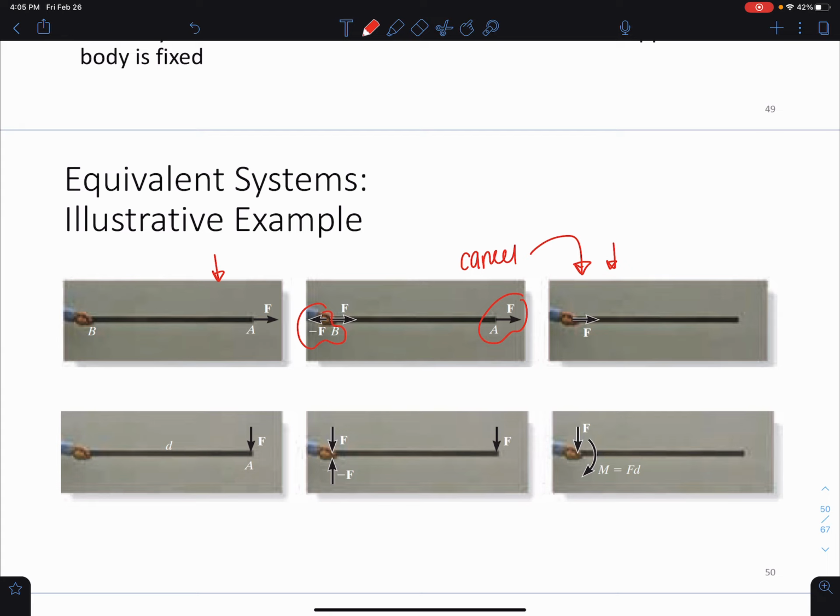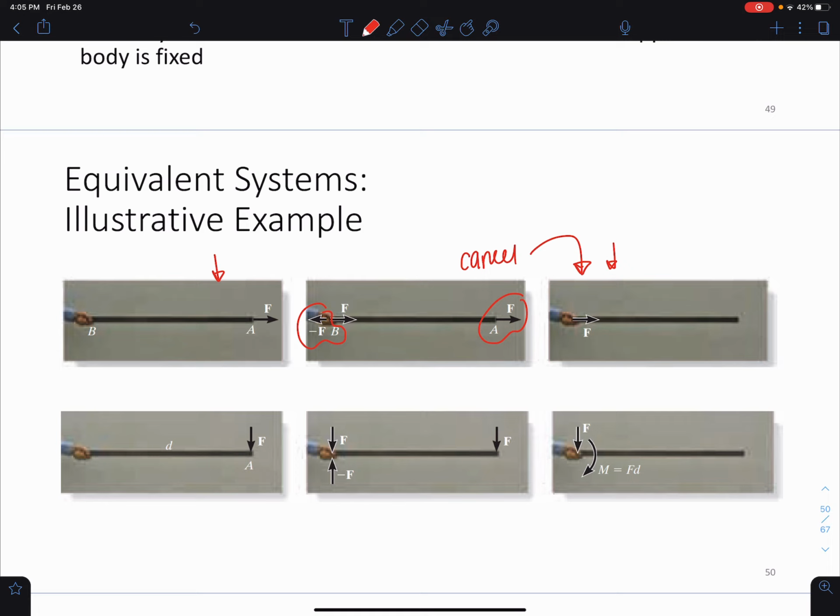This demonstrates the principle of transmissibility, which states that a force acting on a body, or the stick, is a sliding vector since it can be applied at any point along the line of action. We can also use the above procedure to move a force to any point that is not on the line of action of a force.